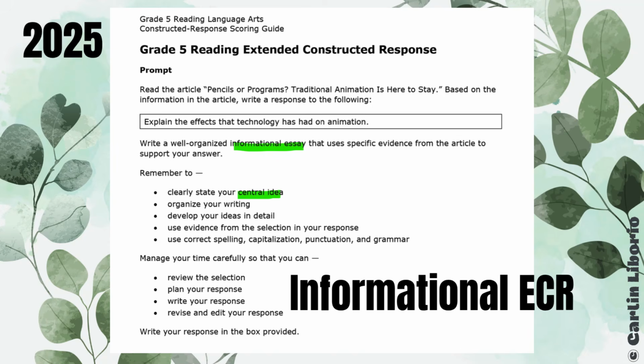Now, the two things that I want you to notice besides the prompt, which is not asking the students to make a choice: look at that third paragraph where it starts with the words "write a well-organized." This is where you can get your kids to highlight this part. In this one, it says informational essay, and then the first bullet point says central idea.